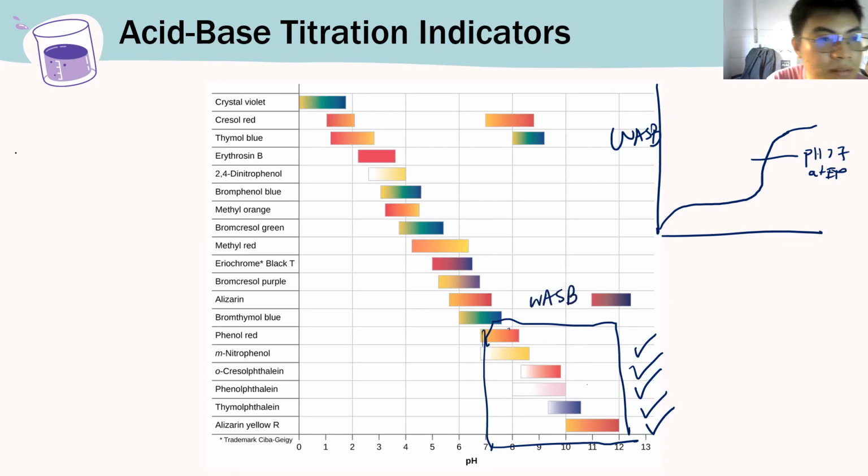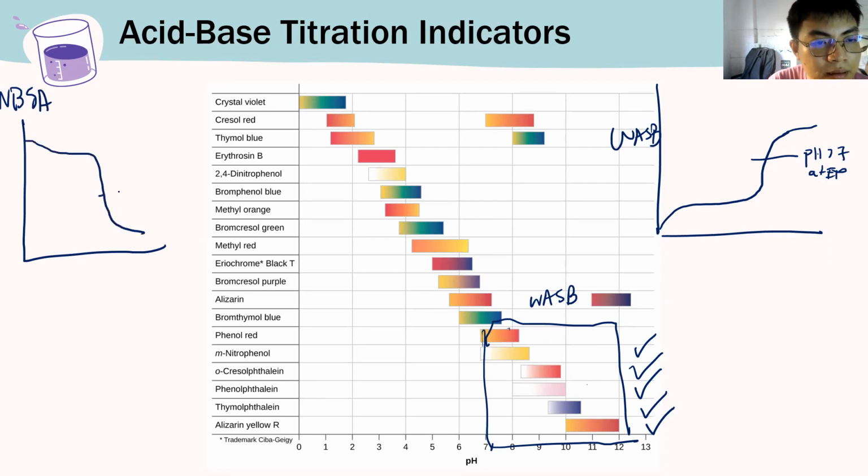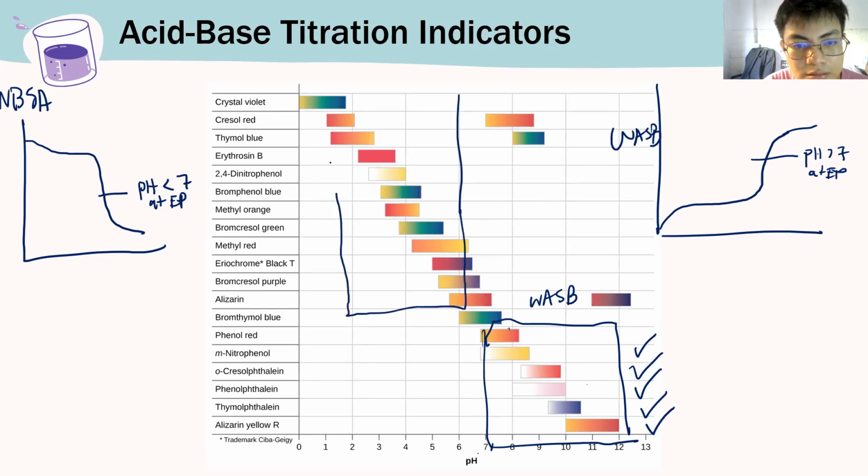How about the weak base, strong acid? So ganito yung graph nun. The pH at endpoint is less than 7. So you might want to choose pH na below 7. So probably around 6. So ayun, around dyan. So ito yung mga pwede for WBSA titration.